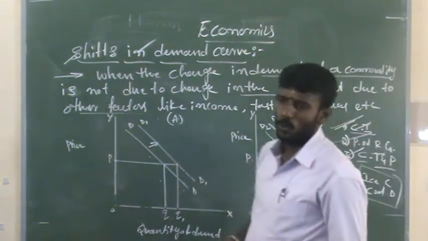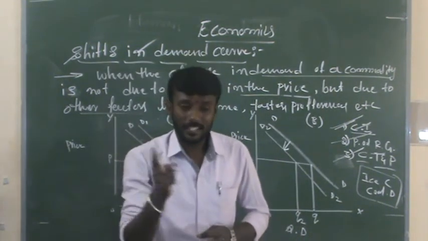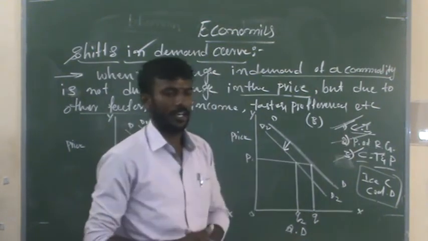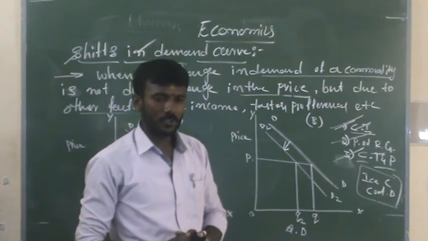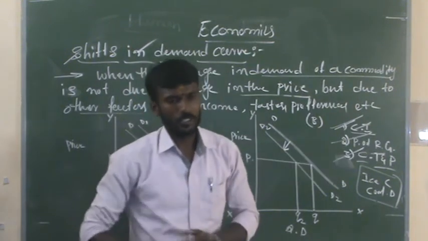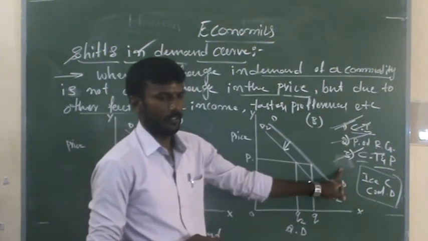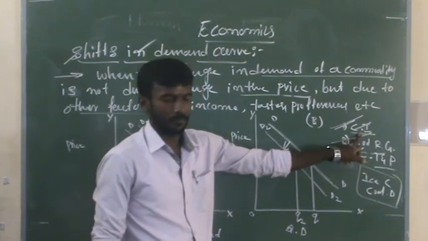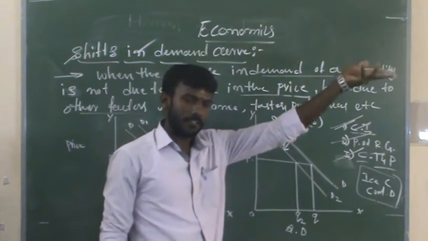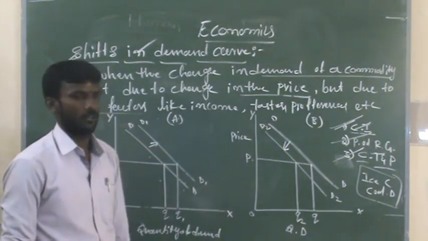See students, already you know that except the price, if any changes of the remaining three factors will be there now, those factors lead to the shift in the demand curve upwards or downwards. Okay, now one by one we will consider here. The first one is consumer income. If any changes of consumer income, maybe increasing or decreasing, that leads to the shift in the demand curve, maybe upwards or downwards.